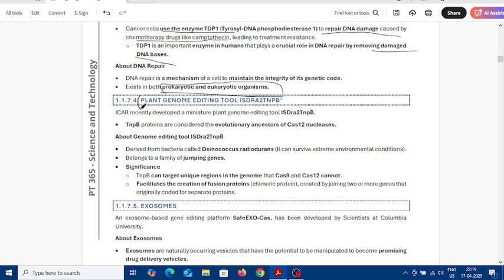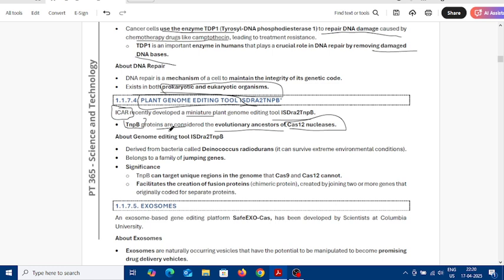अगर plant की बात करें तो it is called as ISD-RA2-TNPB. And it has been developed by ICAR, Indian Council of Agricultural Research. Miniature gene editing tool, that is ISDRA2TNPB. अब लास्ट का जो TNPB है, it's a protein considered the evolutionary ancestor of Cas12 nuclease.